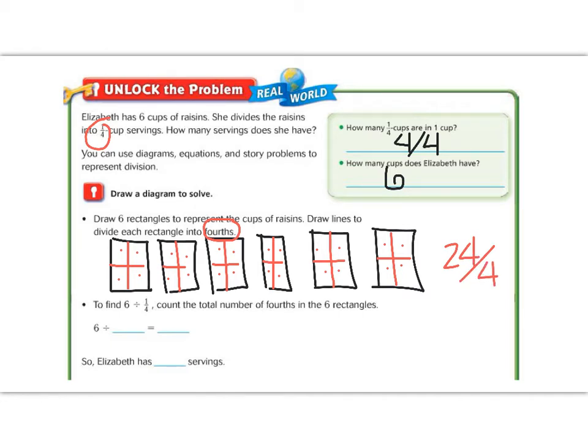So let's put this in numbers. 6 divided by 1/4 equals 24. Elizabeth has 24 servings. Let's use the keep, change, flip to use this method as well. So we keep 6, we change our operation, then we flip 1/4 upside down, so we have 4/1. Then we multiply. 6 times 4 is 24, which gets us the same number. Great job. Let's try example 1.